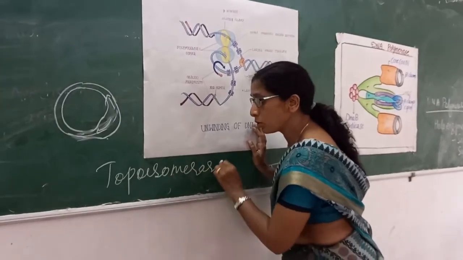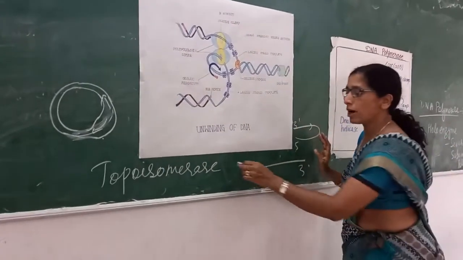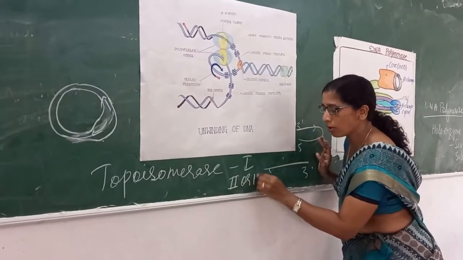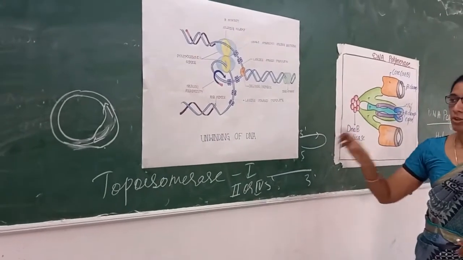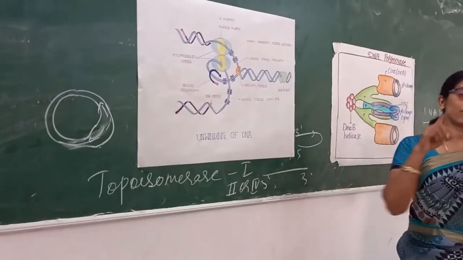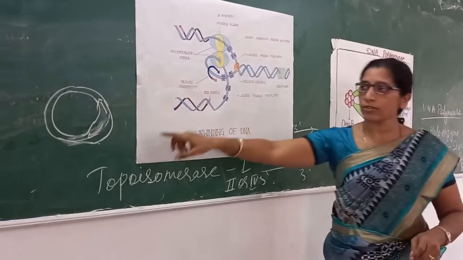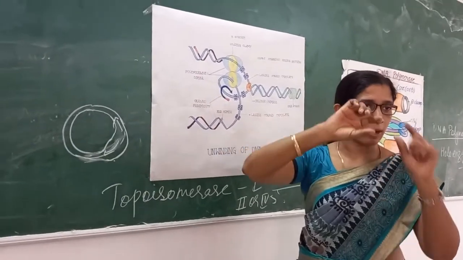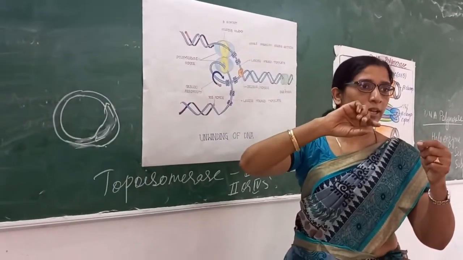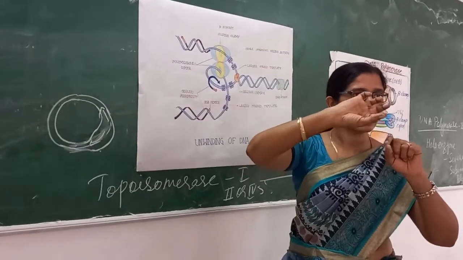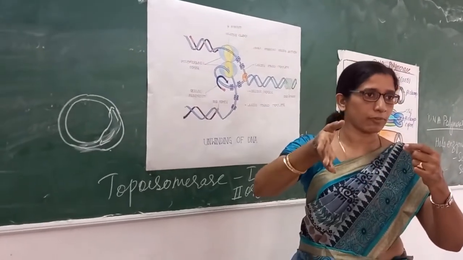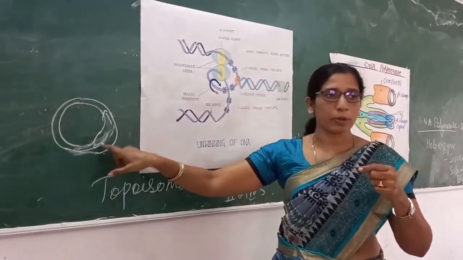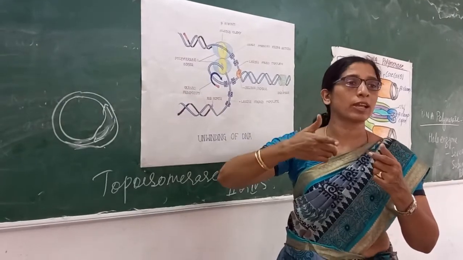There are two types of topoisomerase involved: topoisomerase 1 and topoisomerase 2 or 4, also called gyrase. Topoisomerase 1 cuts one strand and relaxes one turn. Suppose two rubber bands are twisted and you want to relax them: cut one strand and take the other strand out through it. So you can relax one turn.